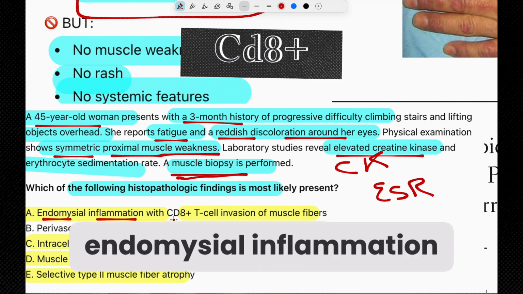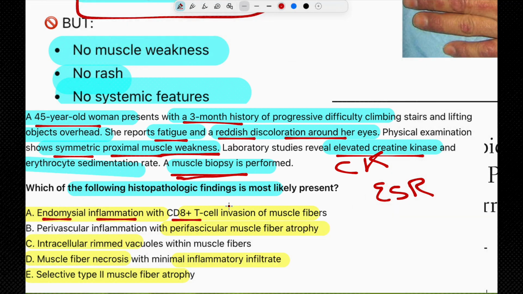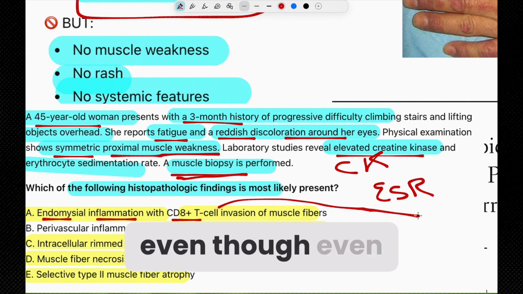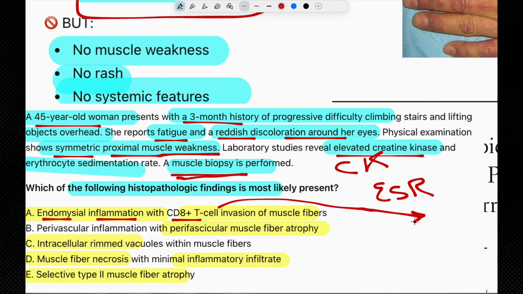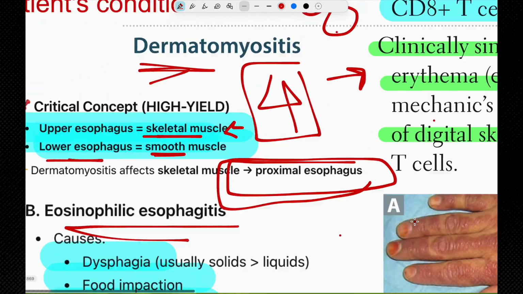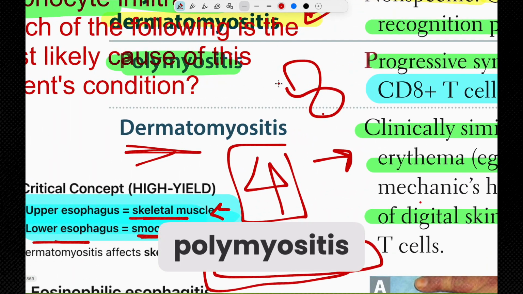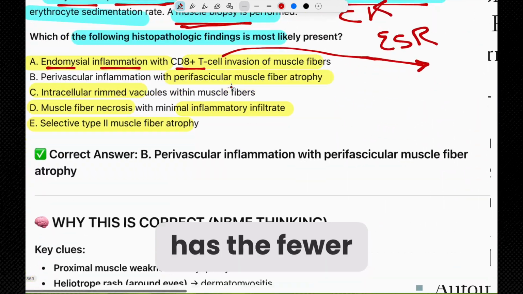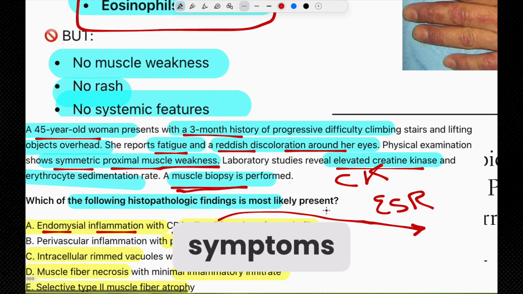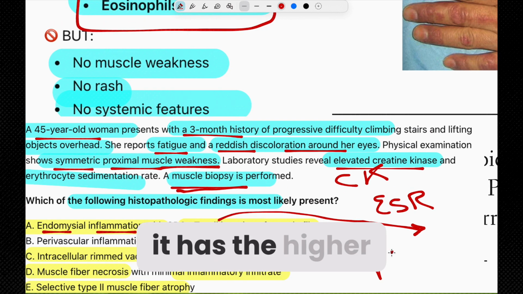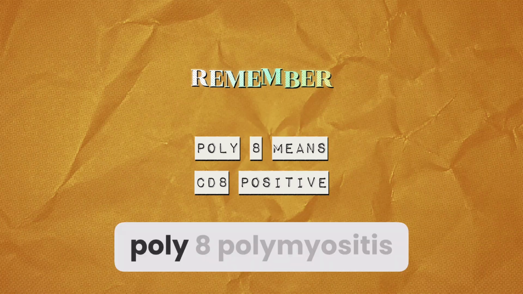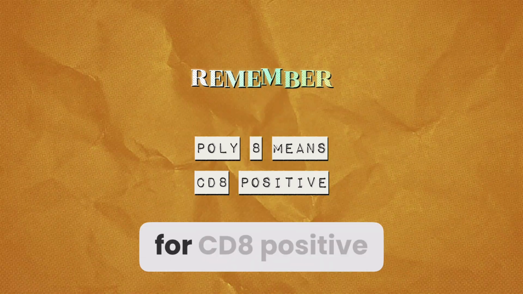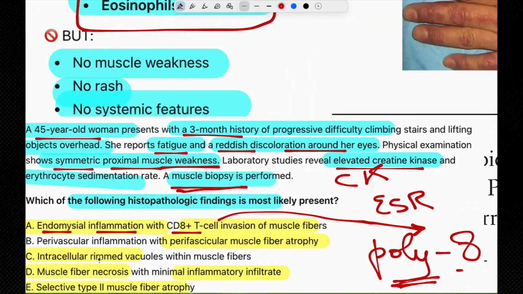Endomysial inflammation with CD8 positive. So we said that even though polymyositis has fewer symptoms, it has the higher number, poly 8. Poly 8, polymyositis for CD8 positive.